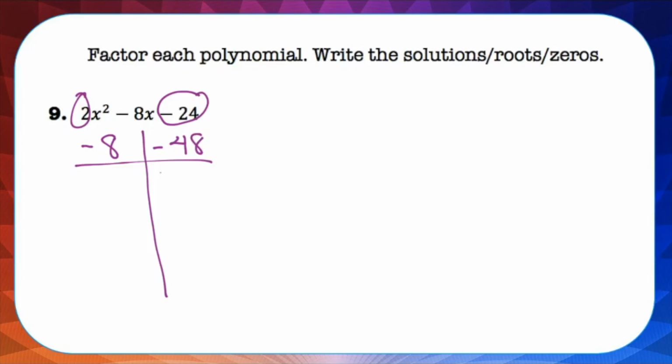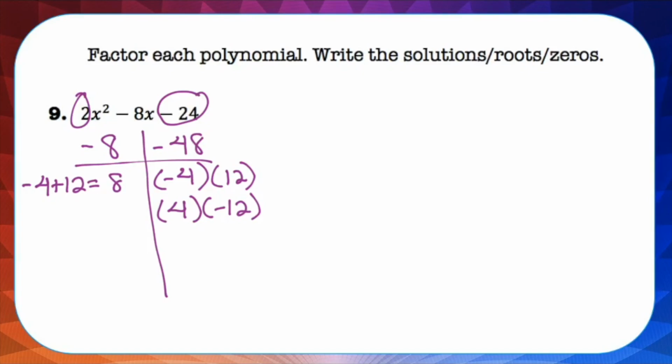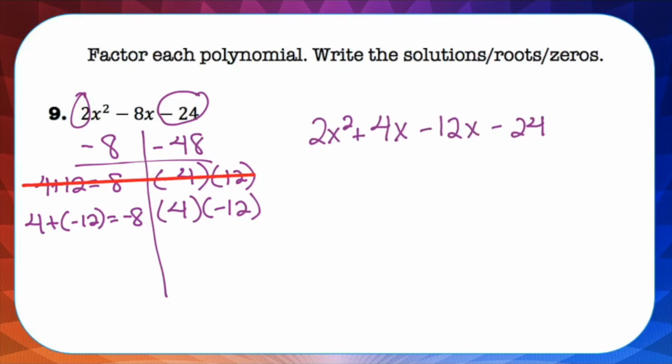So the ones that are 8 away from each other are going to be your 4 and 12. So if you have negative 4 times 12, that equals negative 48. And positive 4 times negative 12 would also equal negative 48. So if we add those together, negative 4 plus 12 is positive 8. That's not what we're looking for. But 4 plus negative 12 is negative 8, and that's what we're looking for. So we're going to take that 4 and negative 12 and put the x's back on, and copy down the original problem on the left and the right, and then group and factor.